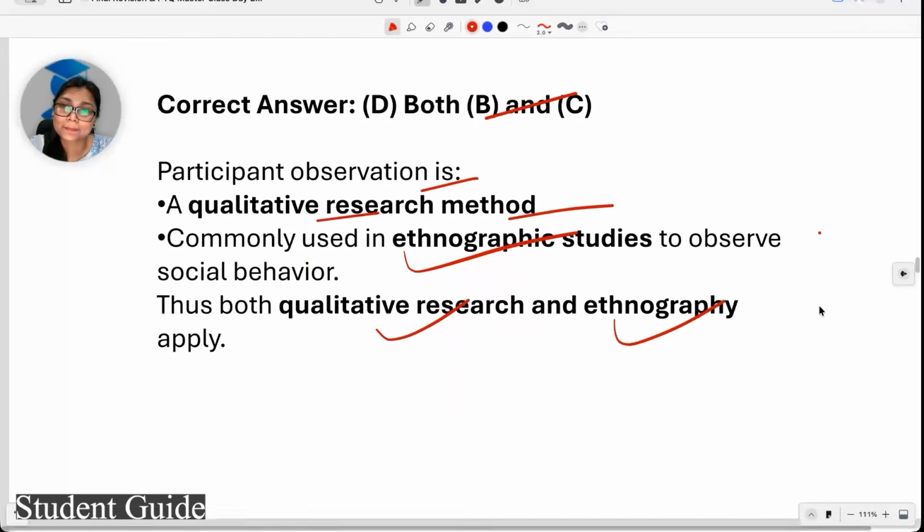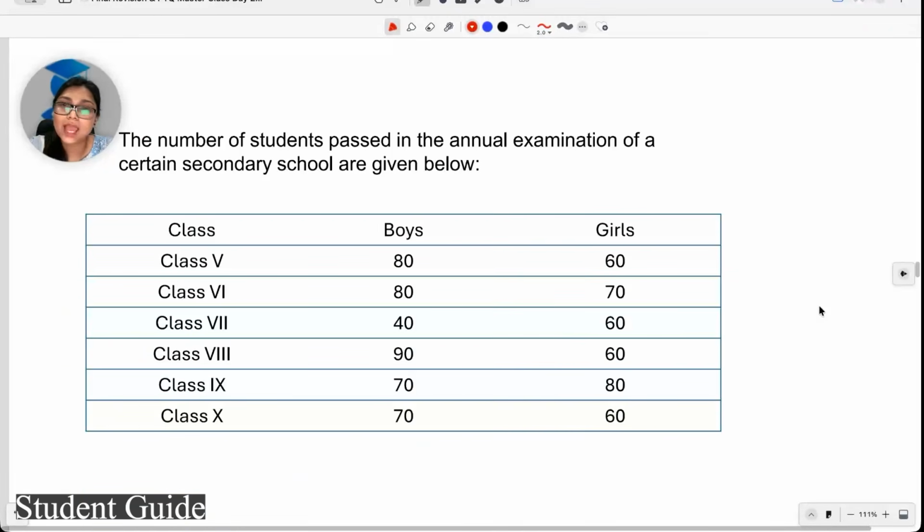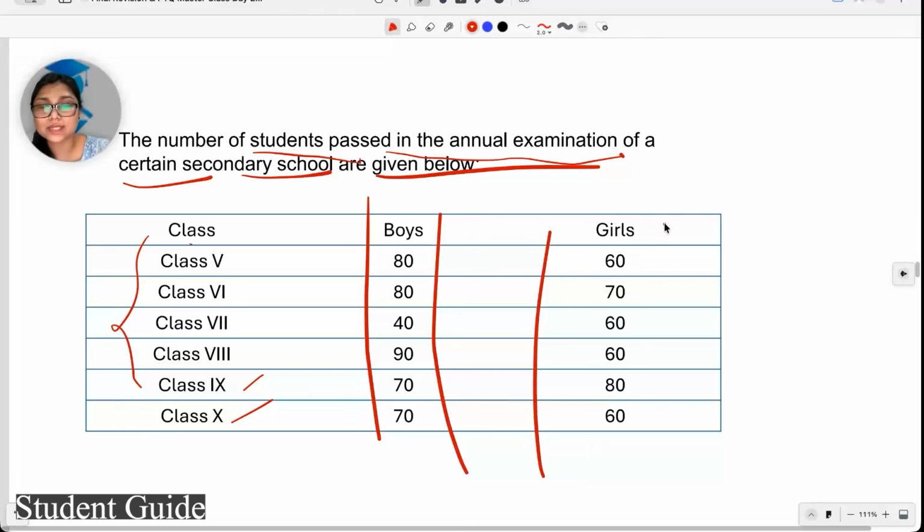Okay, now moving to the next question. We have a DI table. It is also a PYQ. So quickly understand this DI table, data interpretation table. It is given the number of students passed in annual examination of a certain secondary school are given below. So these are the classes 5, 6, 7, 8, 9, 10, and boys and girls. Okay. So quickly checking the first question.